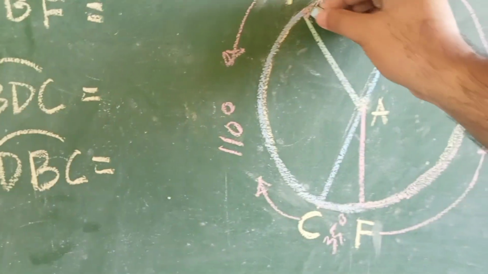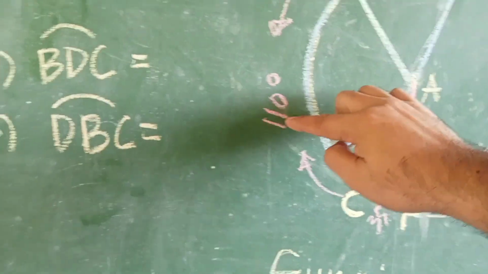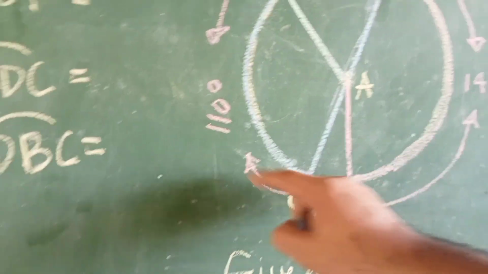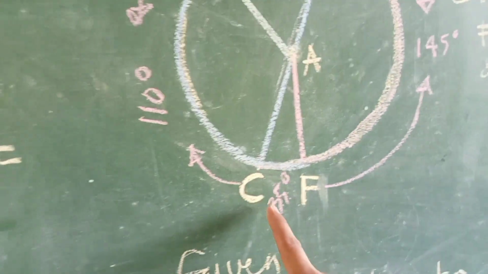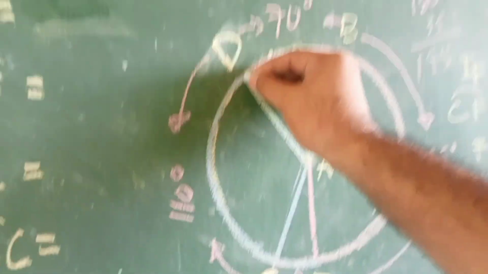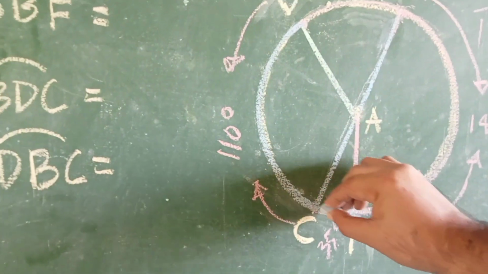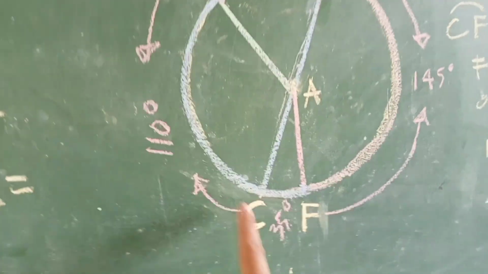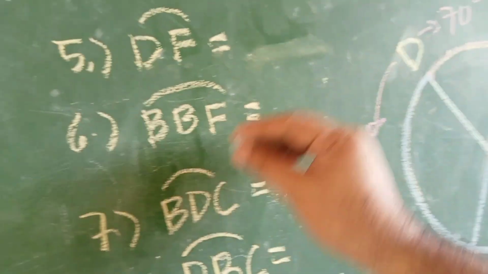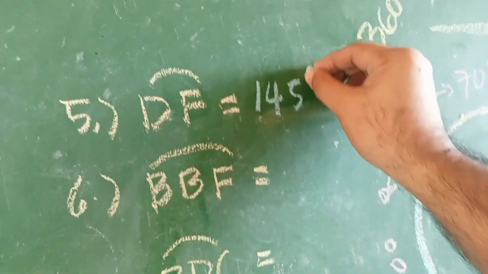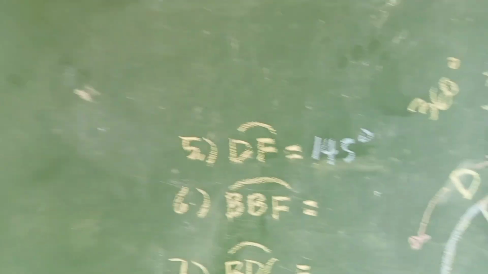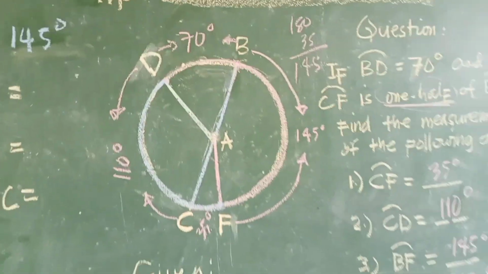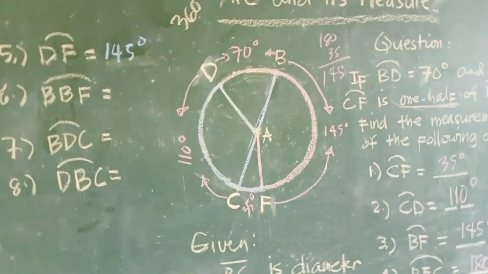Simply, arc DC is already given with 110 degrees and CF is already given with 35 degrees. So all you have to do, class, is just add 110 degrees and 35 degrees. That is exactly the measure of arc DF. So 110 degrees plus 35 degrees is equivalent to 145 degrees. Geometry, especially this part of geometry, is very easy. All you have to do is to analyze the figure.